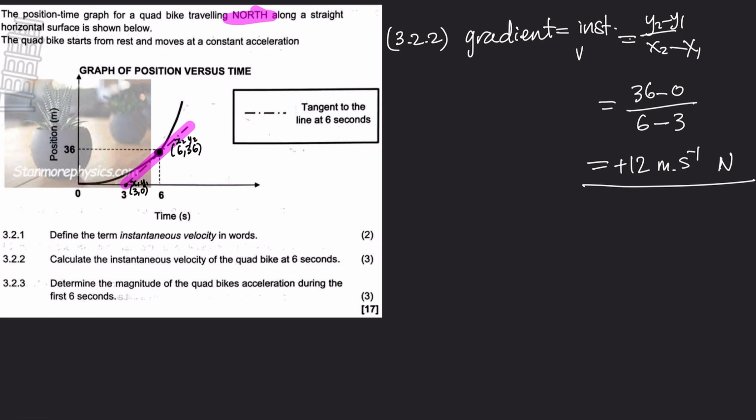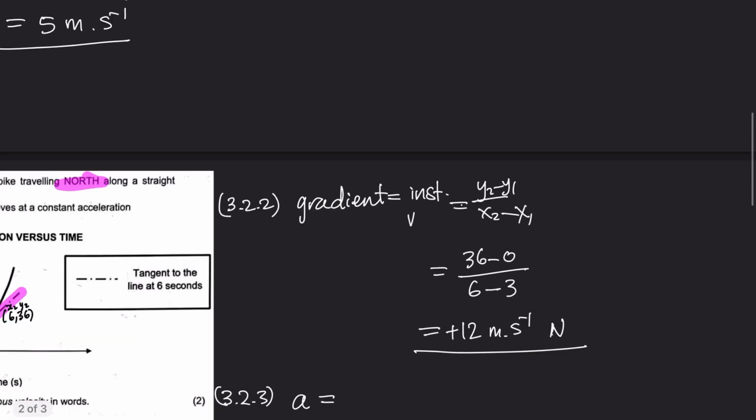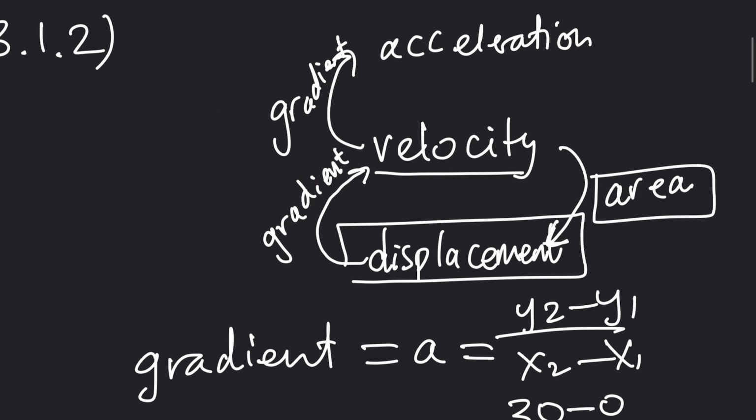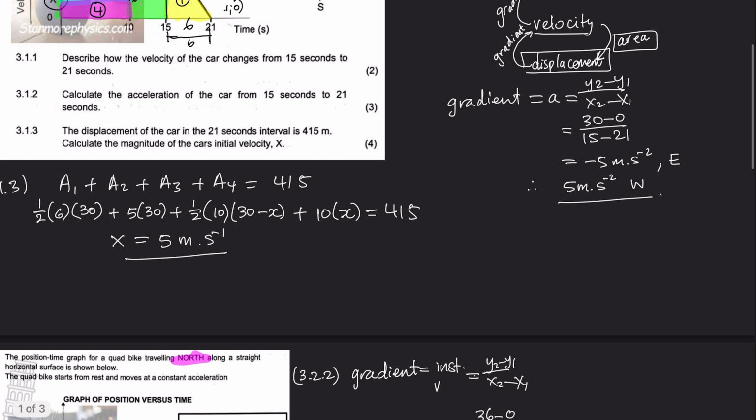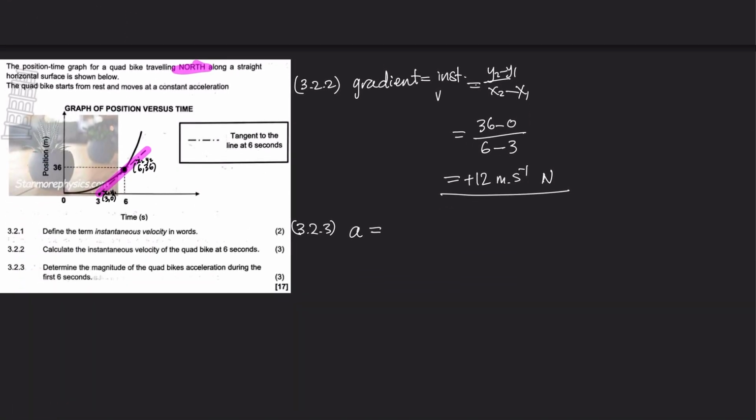3.2.3. Determine the magnitude of the quad bike's acceleration during the first 6 seconds. Okay? So 3.2.3, to work with acceleration. Now, from a position time graph, we can't jump straight to acceleration, right? From displacement, we can't jump straight to acceleration. So we need to think about the formula for acceleration. Acceleration is equal to the change in velocity divided by the change in time. Or in other words, we can say Vf minus Vi over t. We know that they're talking about 6 seconds. So t is going to be 6.